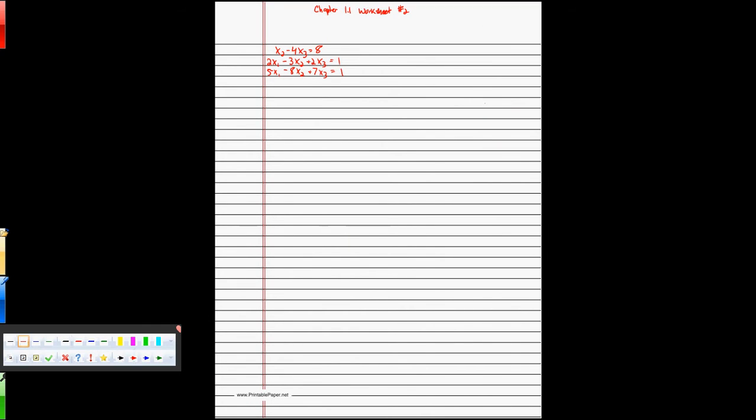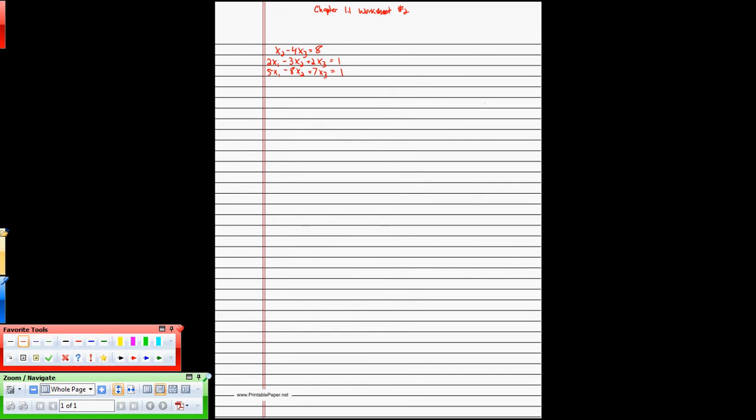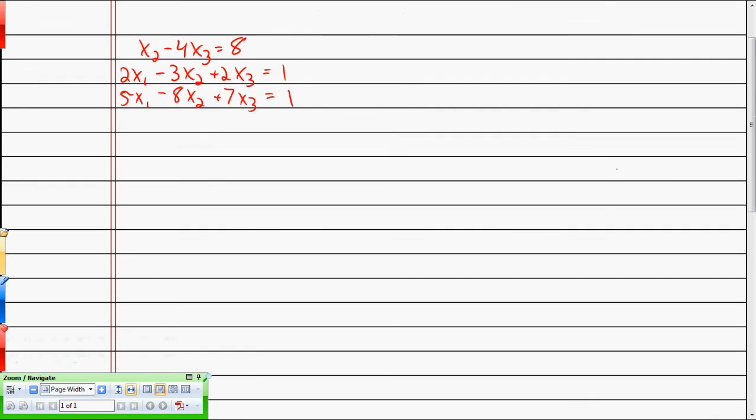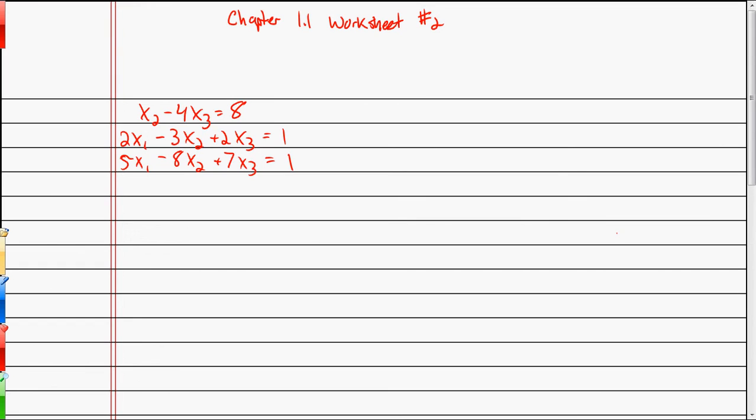Let me get it into widescreen. There we go. Okay, following the same procedure, I'm going to put this in augmented matrix form. So that I have no x1, so that's 0, 1, -4, 8. 2, -3, 2, 1. 5, -8, 7, 1. All right. So I have it in augmented matrix form.